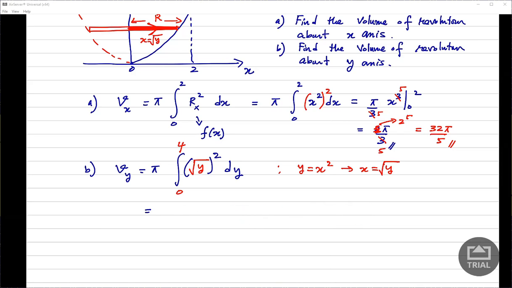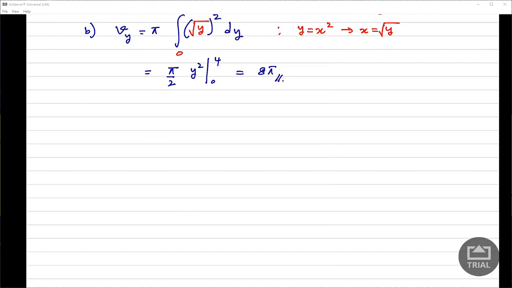So in that case, life is easy, right? Pi, so it's going to be y squared, right? Yeah, because I forgot that square. So it's going to be 16 divided by 2 is 8 pi. Easy. Okay.